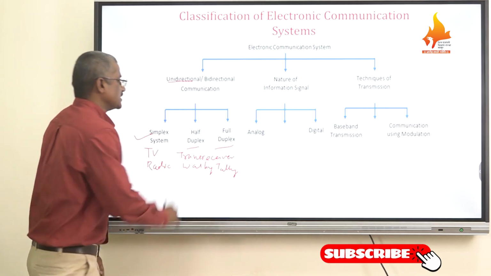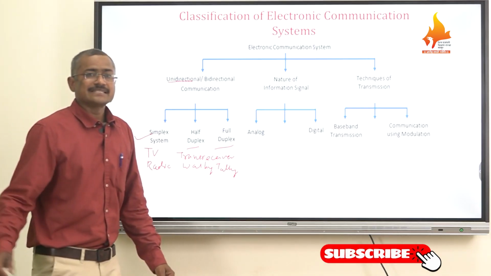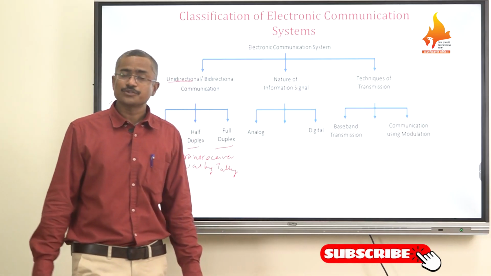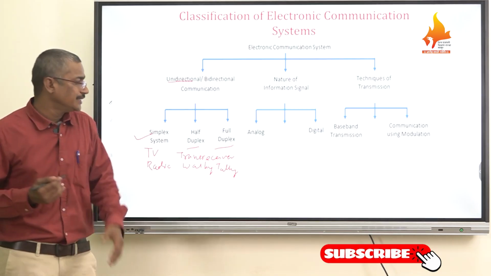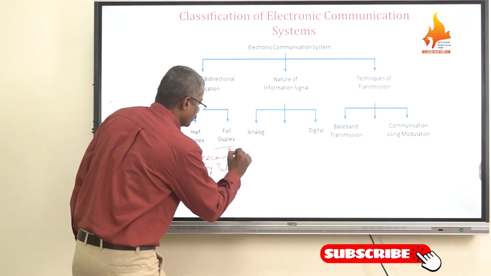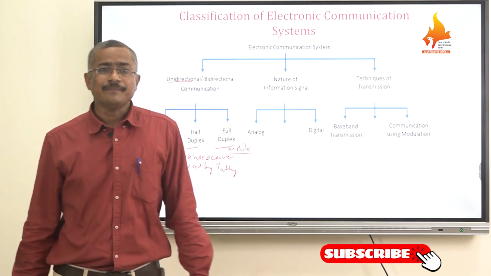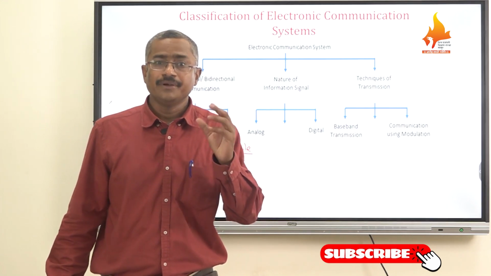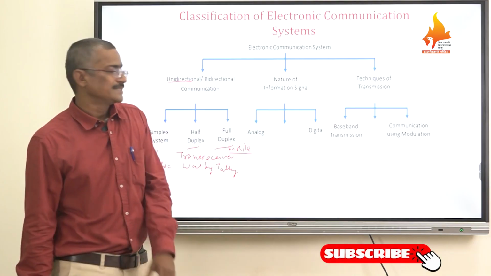Now the next point is related to the full duplex system. Full duplex system is an example of bidirectional communication that allows communication to take place in both ways. Mobile communication is the best example of a full duplex system. We speak on a mobile, and simultaneously we can receive information on the mobile, or a video call or a Zoom call. These are examples of a full duplex system.